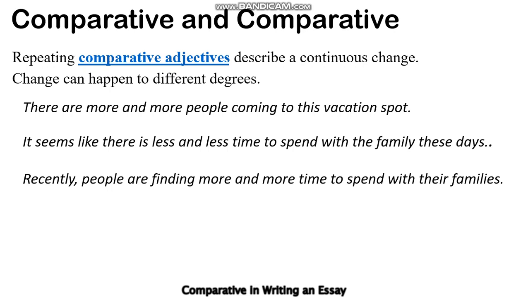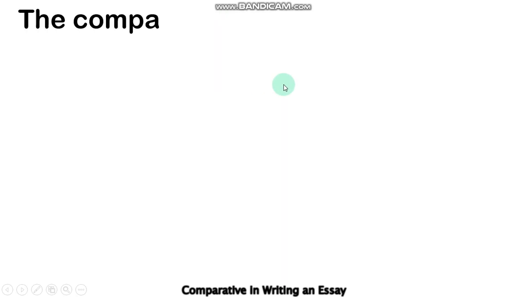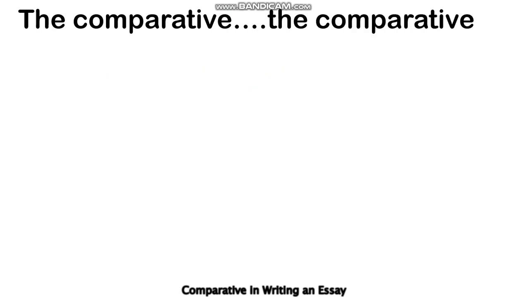This comparison is to describe continuous change. More and more indicates there is a change in the number of people. Less and less, there is a decrease. More and more, there is an increase. Change. This is also easy. You need to understand how to make a comparative in your sentence, then you combine it with and.